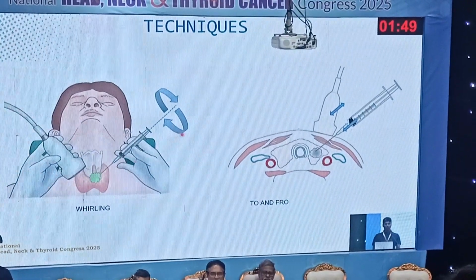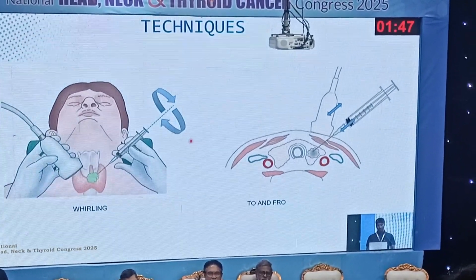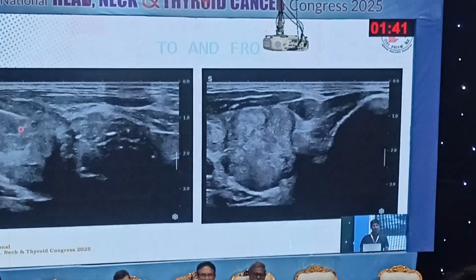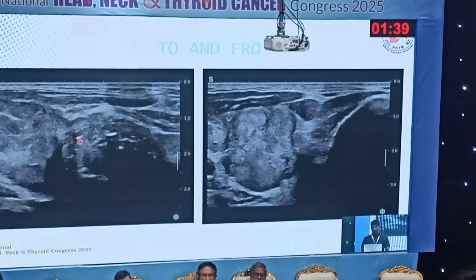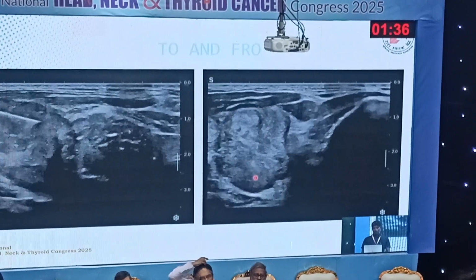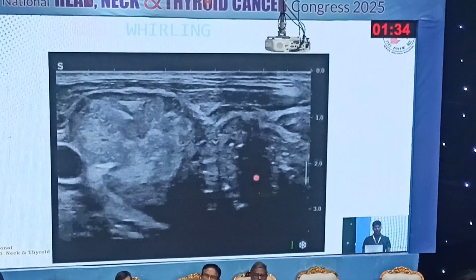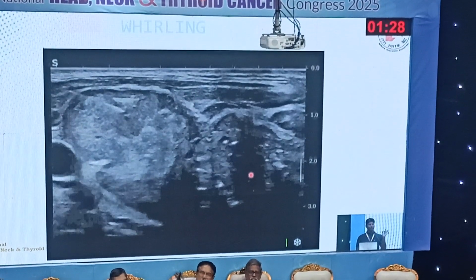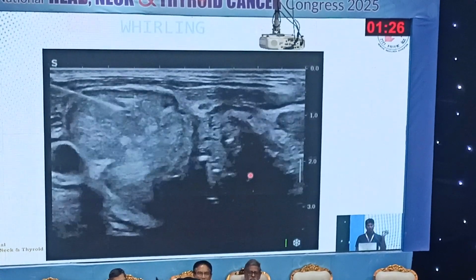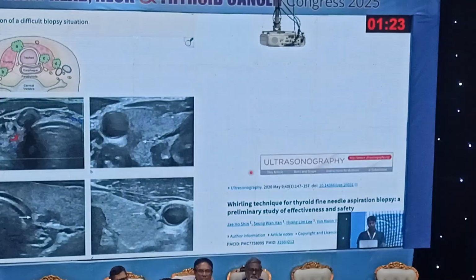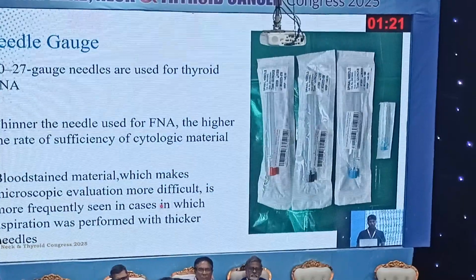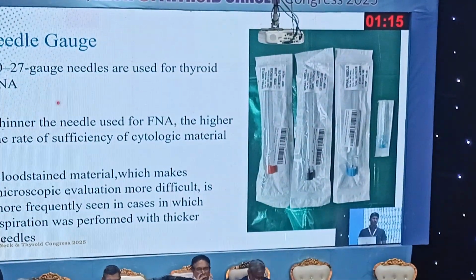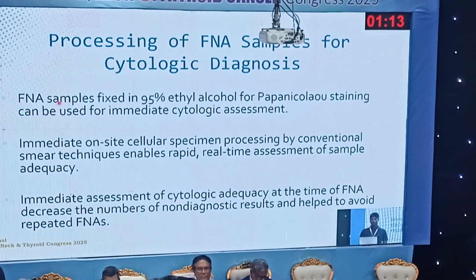So the technique is either the whirling technique, where you rotate the needle inside, or the to and fro motion. This is called the to and fro motion technique, where you pass in the needle and again use a to and fro motion. This is a whirling technique where you just rotate the needle. So you pass 2 times, 3 times and then whirl and then take it out, the sample will be adequate. So this is a needle gauge, and studies have been done on which is the best needle gauge. The 25 gauge, orange color spinal needle is better.